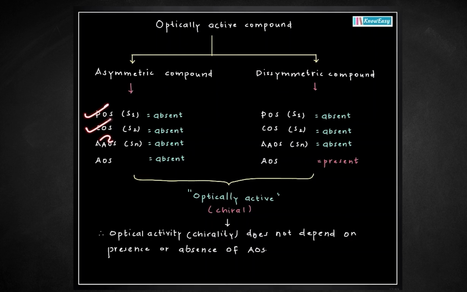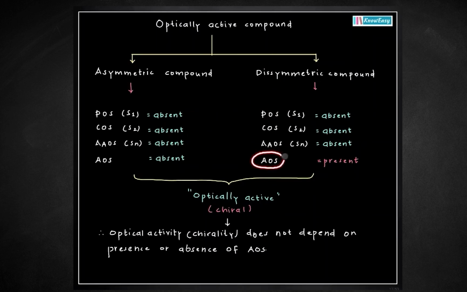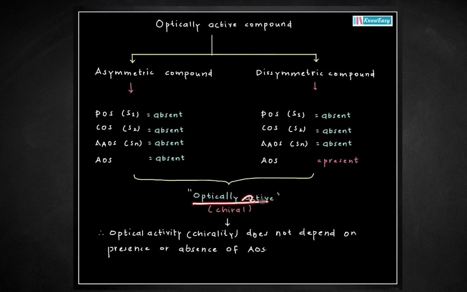So POS, COS, AOS and AAOS, all four symmetry elements will be absent in an asymmetric compound, and it will be optically active. But in the dissymmetric compound, POS, COS and AAOS will be absent, but AOS will be present, that is, the axis of symmetry will be present. Such molecules are called dissymmetric compounds, but they are still optically active, or chiral molecules.